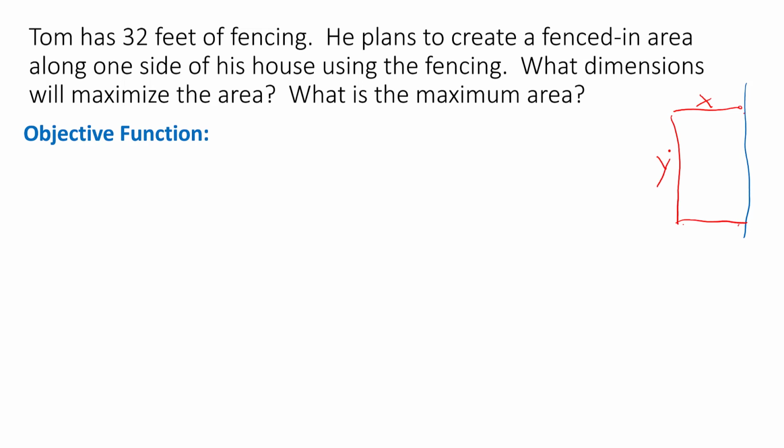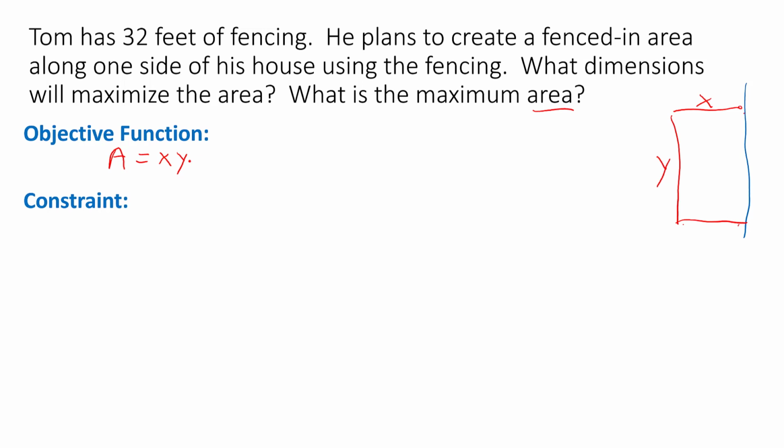Well, the objective function is what we're trying to find. What are we trying to find? The maximum area. So let's write what the area here would be in terms of x and y, and I would say it's going to be area equals x times y, according to our picture. Then we have a constraint.